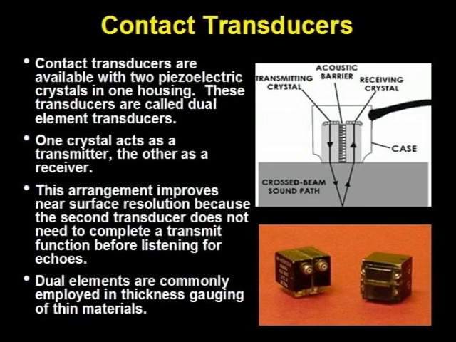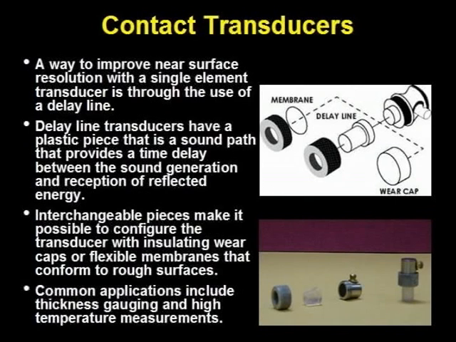The two elements also often have a small roof angle at the top of a delay line, such that the two refracted beams intersect at a specific distance beneath the surface. Delay lines can also be used with single element transducers to improve near surface resolution. The delay line acts somewhat like the water path for immersion transducers, in that it provides a time delay between the sound generation and reception of reflected energy.